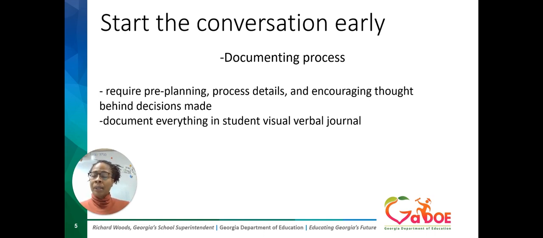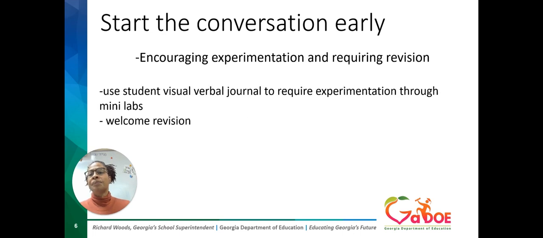So I do require a lot of pre-planning with visual verbal journals, process details, having them write, take pictures, reflect, and then encouraging students to think about the thought behind the decisions they're making. So why did you make that particular choice, and document it. And of course, documentation is everything. So having students take pictures of all their process and actually put it either in a PowerPoint, which you'll see in a little bit through sharing a mini investigation. But you can also have students just turn in pictures of process early or keep a folder.